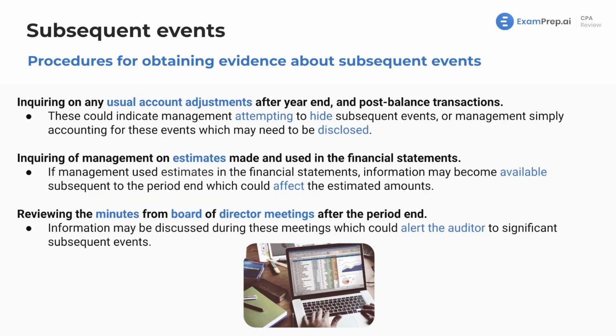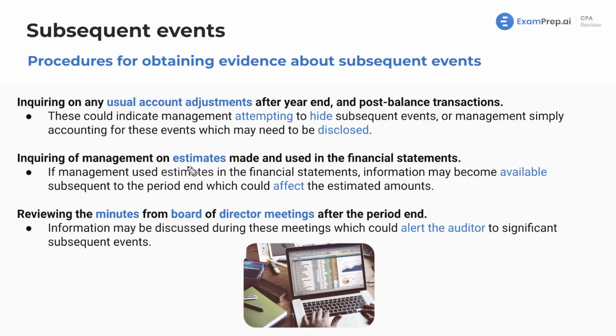Some more procedures for obtaining evidence. We could want to inquire on any unusual account adjustments after year end and post balance transactions. So even if it's usual or unusual, why did these adjustments happen after year end? Was it legitimate? Was it an error? Are you trying to conceal some fraud? What's going on there? These could indicate management attempting to hide subsequent events, or management simply accounting for these events, which may need to be disclosed, something you look at there. Just if you close the books, why are you reopening them and doing something after the period?